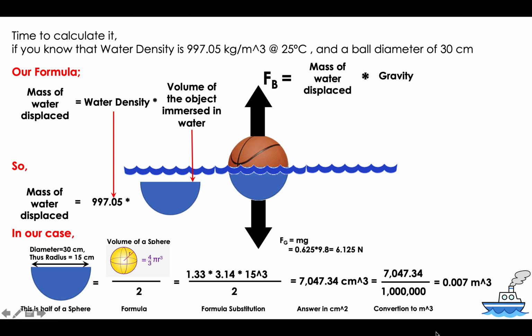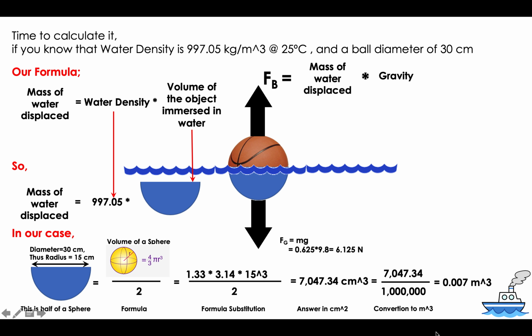Let's calculate first the volume of the object immersed. The ball, as you remember, is a sphere. The volume of a sphere is 4/3 times pi times r cubed. And because just half of it is in the water, we will divide it by 2. Substituting in it, 4/3 is 1.33, pi is 3.14, and the radius is half of the diameter. The diameter was 30 centimeters, so the radius is 15 centimeters, cubed and divided by 2.